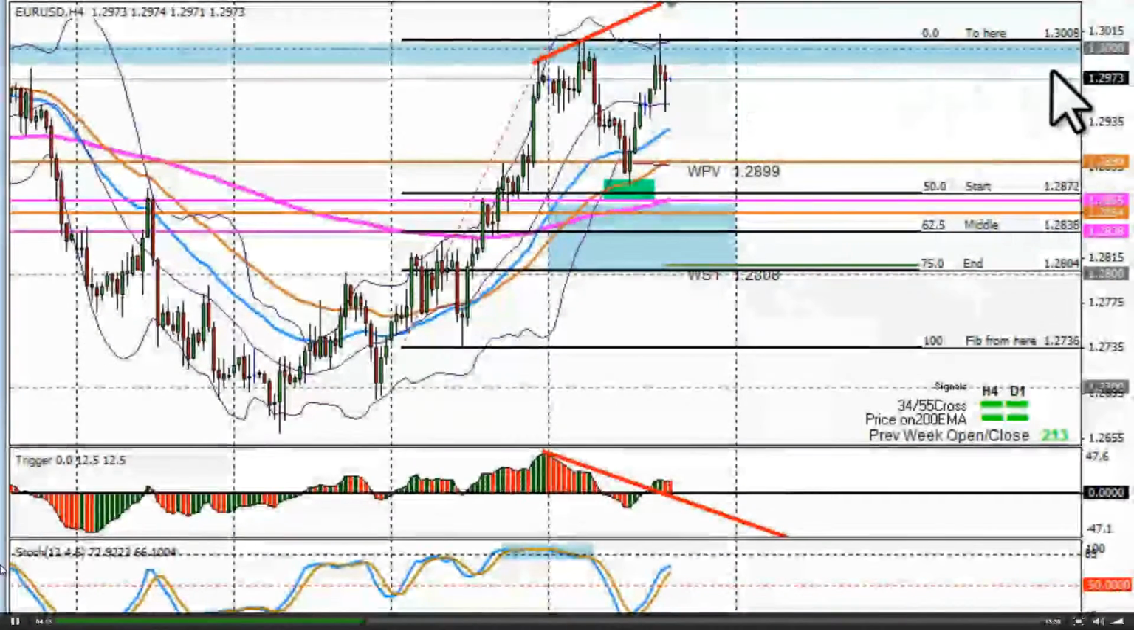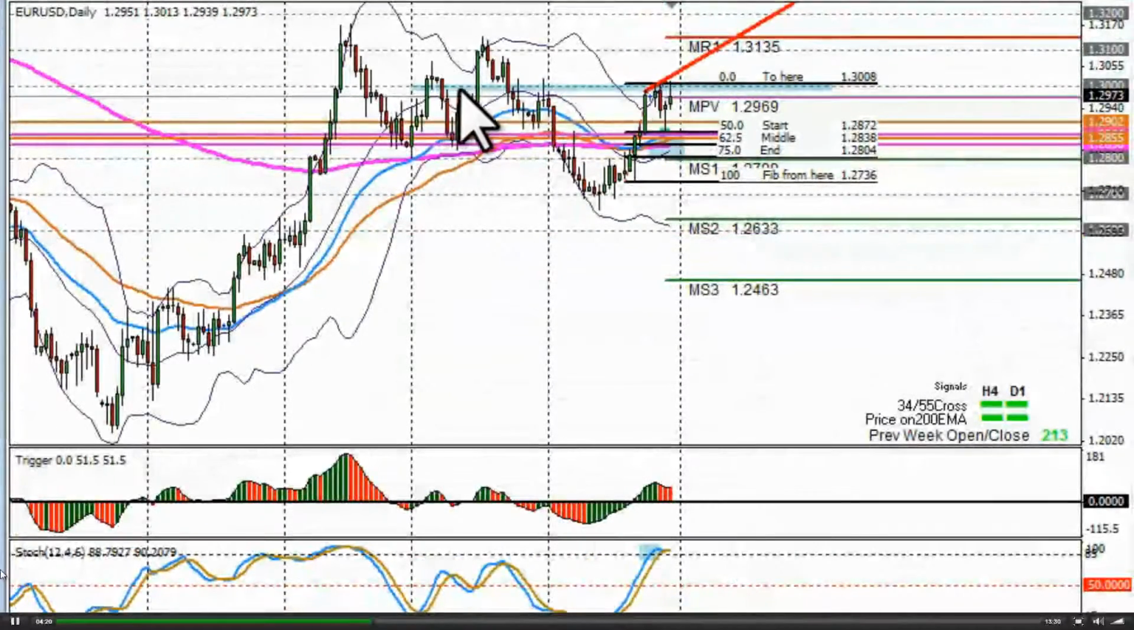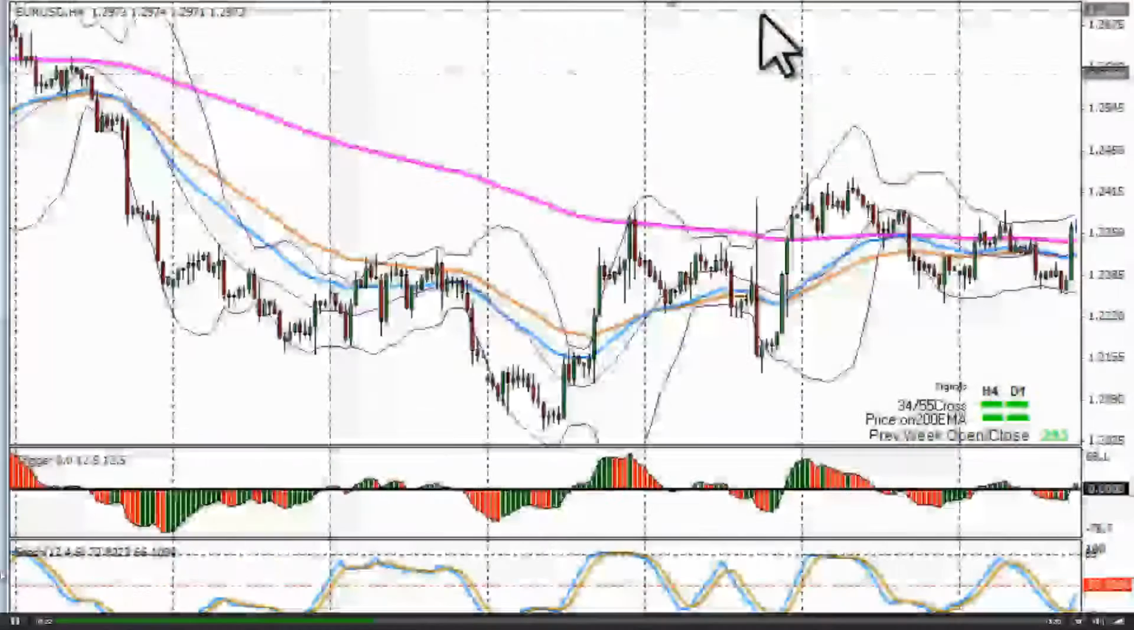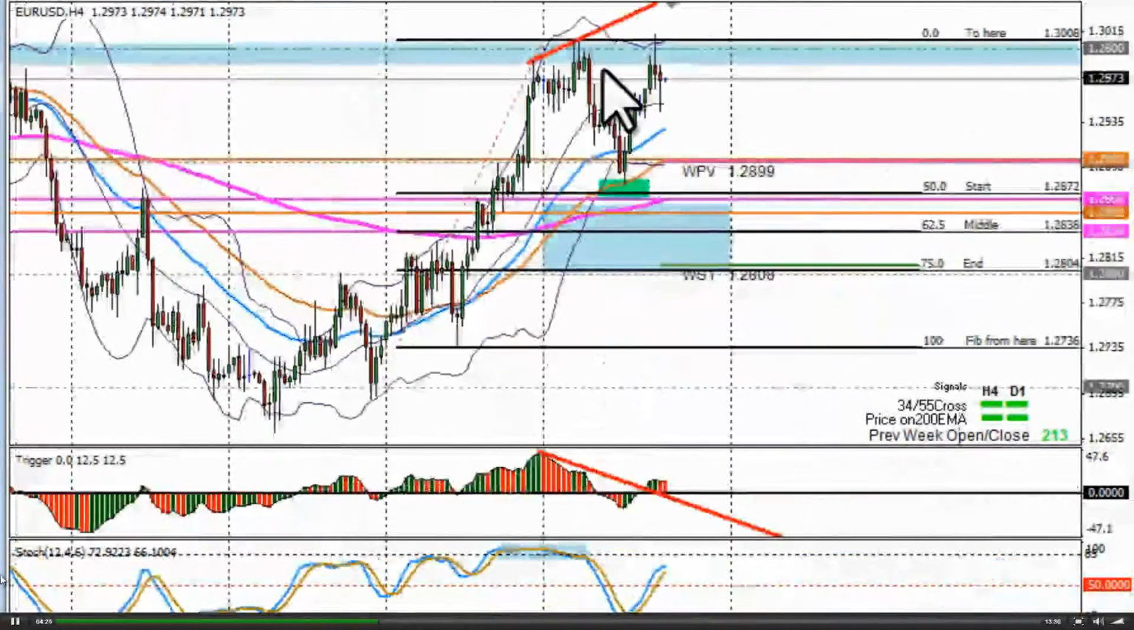Price hit that important level of 1300.0. That was a psychological level. If we drop down to the daily chart, that was also previous support resistance areas. So definitely a place where price could have turned. And that's exactly what happened. We turned. Price came down.